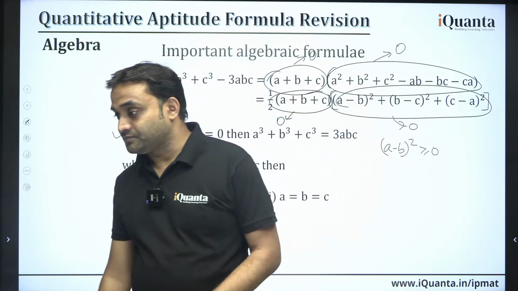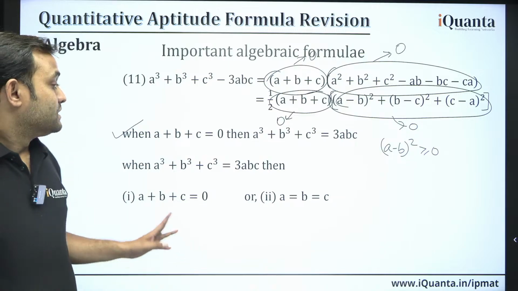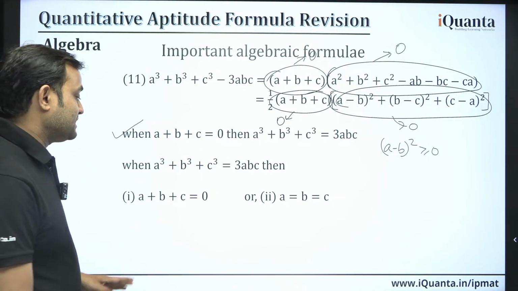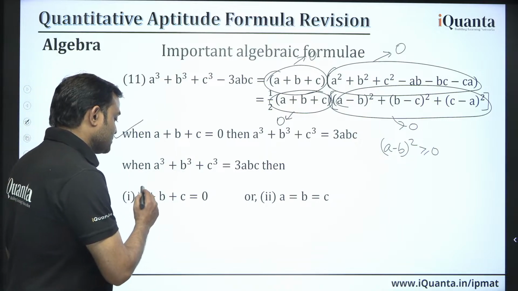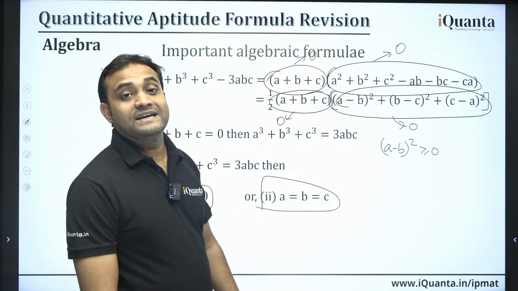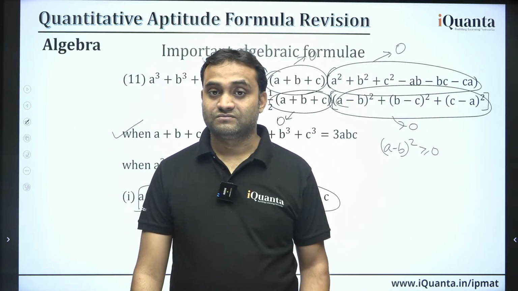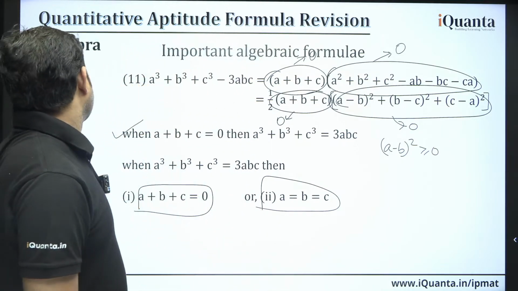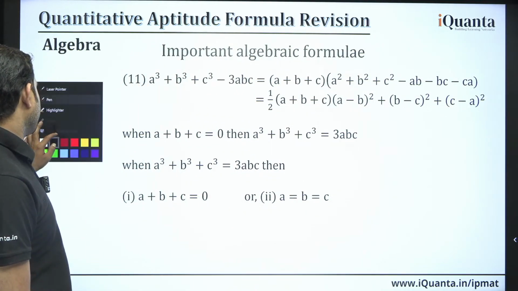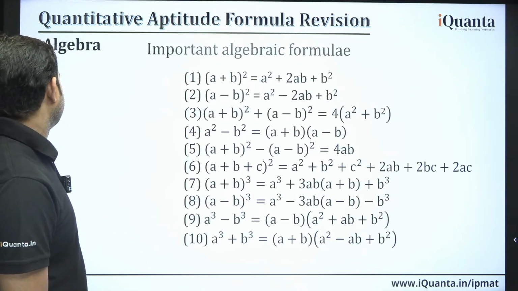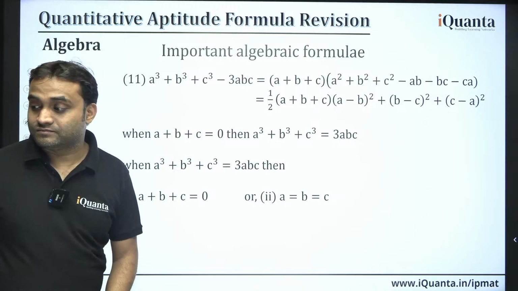So then we say that a cube plus b cube plus c cube is equal to 3abc. Then we can say a plus b plus c is equal to 0, or we can also use this result that a is equal to b is equal to c. All right. I hope this is clear to each one of you. If you want to note down these algebraic identities, then note it down. This was the first slide. This is the second one, right?